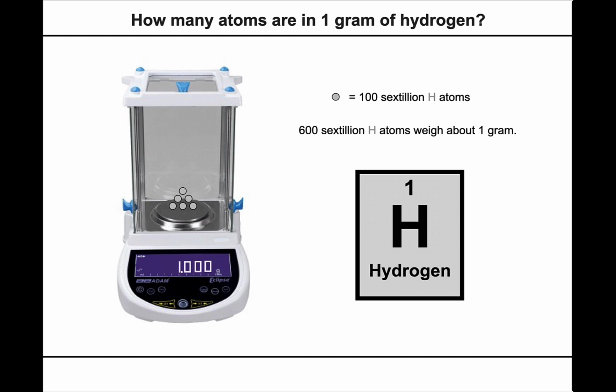This turns out to be an extremely important fact in understanding chemistry and quantifying or counting or measuring things in chemistry. It's so important that we've given this number, 600 sextillion, a special name, and that name is a mole. 600 sextillion of something, whether it's atoms or molecules or anything else, is called a mole. So what you're seeing on this balance is a mole of hydrogen. That's how a chemist would talk about it.